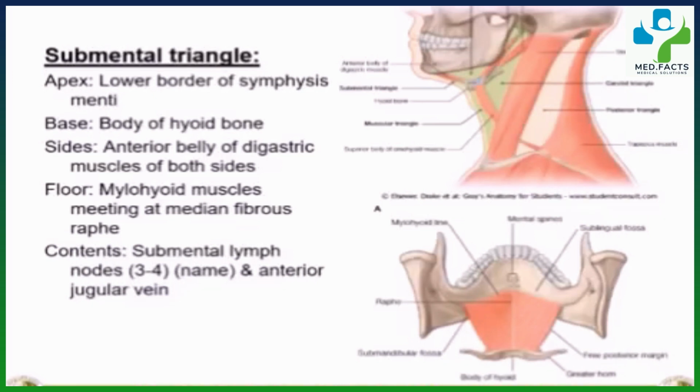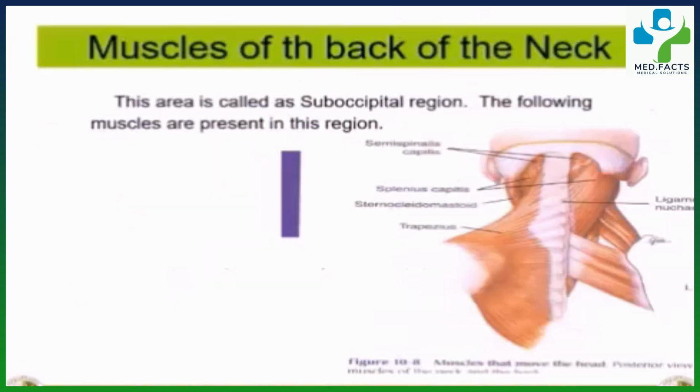So this is about the triangles of the neck. The posterior triangle and the anterior triangle are divided by the sternocleidomastoid. The posterior triangle has the larger triangle called the occipital, and below we have the supraclavicular triangle. Anteriorly we have 3.5 triangles: the muscular triangle, the carotid triangle, the submandibular triangle, and here there is a small triangle that is called the submental triangle.